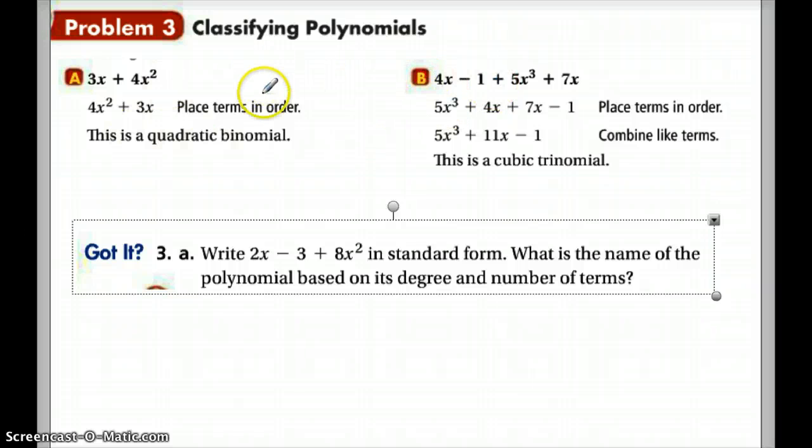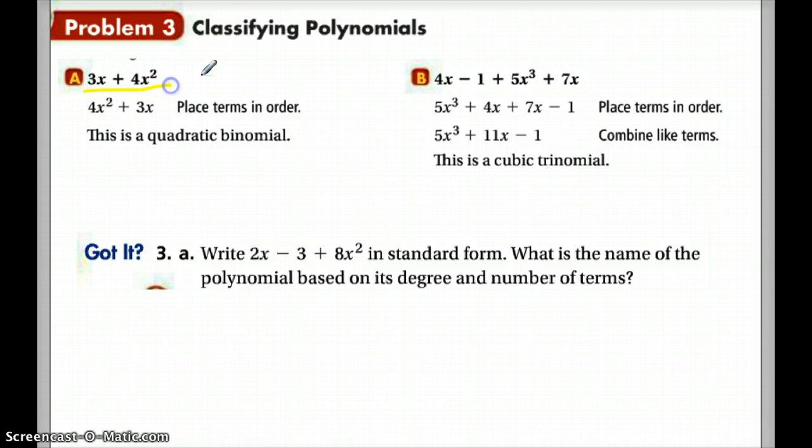Okay, look at these terms and let's classify them. Here are two examples for you. 3x plus 4x squared. First of all, we need to place them in standard form, which means decreasing order with the exponents decreasing. So as we have here, 4x squared plus 3x would be the right way to write this. And since it has an x squared, it's a quadratic polynomial. And since there are two terms, it's a quadratic binomial.